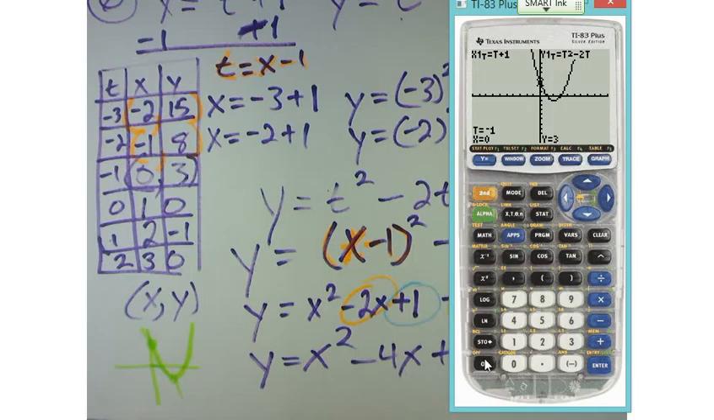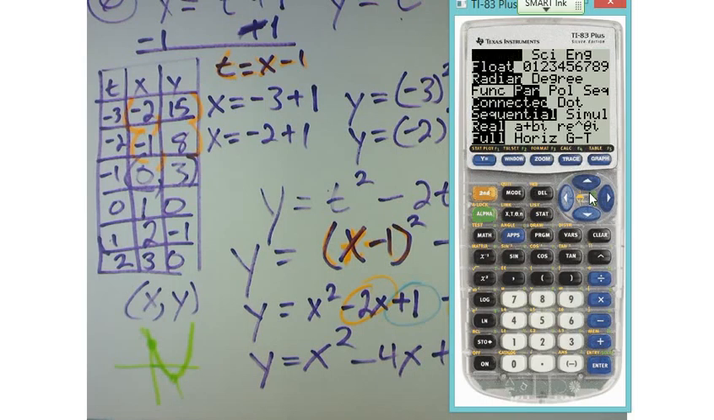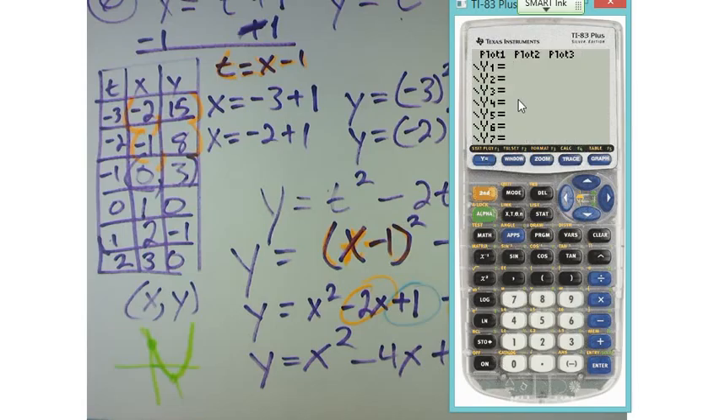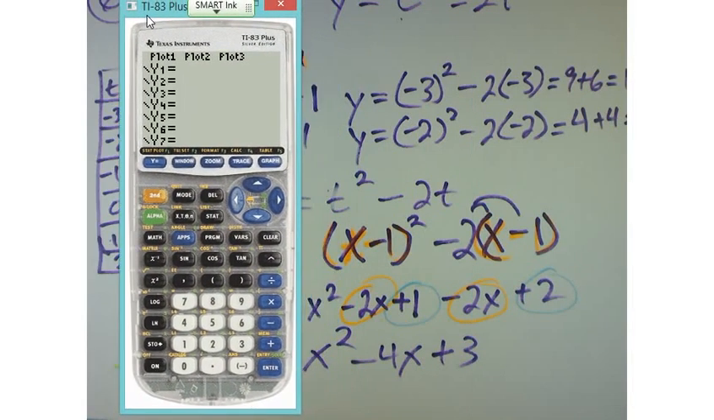Now, if I really wanted to double check it, what I could do is go into mode, hit function, and then graph, what is it? X squared minus 4x, so I would say x squared minus 4x plus 3, then hit graph. It's the same thing, isn't it?